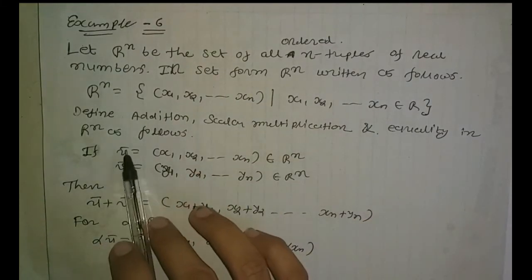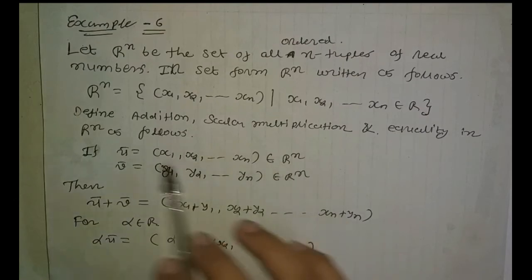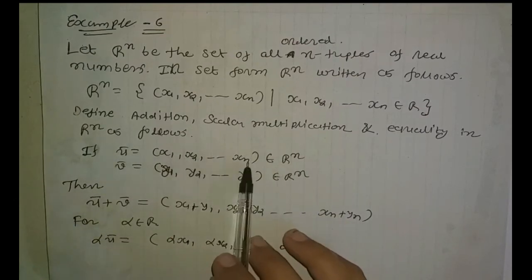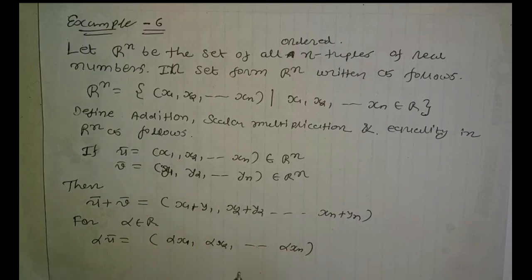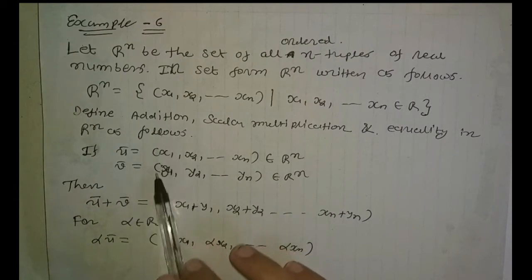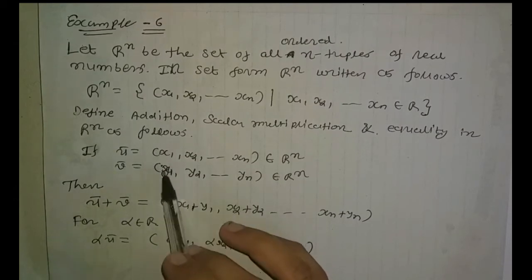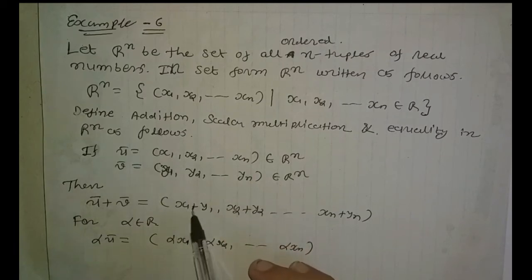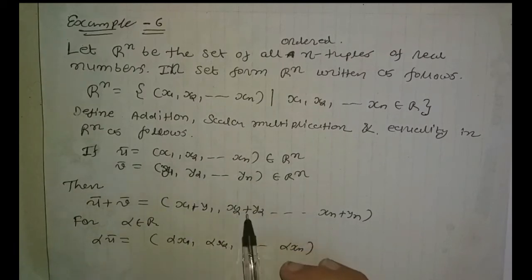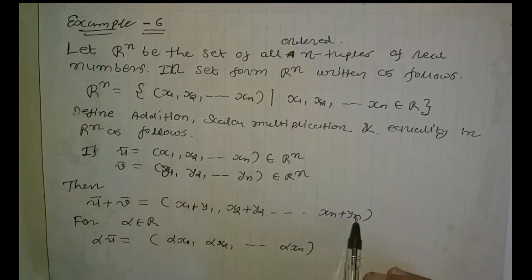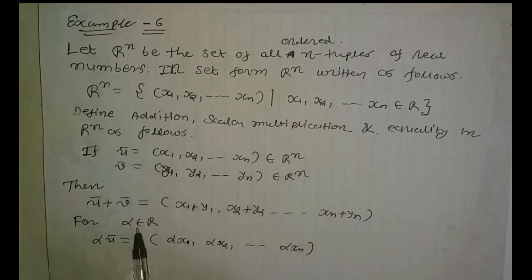So if we consider two vectors u bar and v bar from Rn, where u bar is equal to (x1, x2, up to xn) and v bar is equal to (y1, y2, up to yn), these are two vectors from Rn, then the addition of these two vectors is defined as addition of corresponding coordinates. So x1 added with y1, x2 plus y2 and so on, xn plus yn. And scalar multiplication is defined as alpha dot u bar is equal to (alpha x1, alpha x2, up to alpha xn).